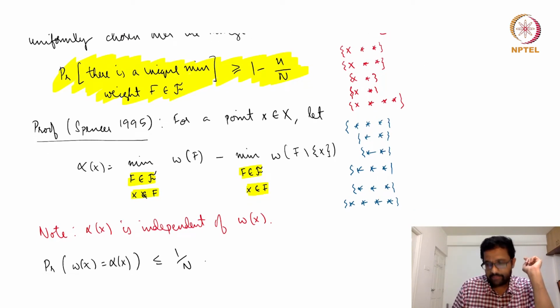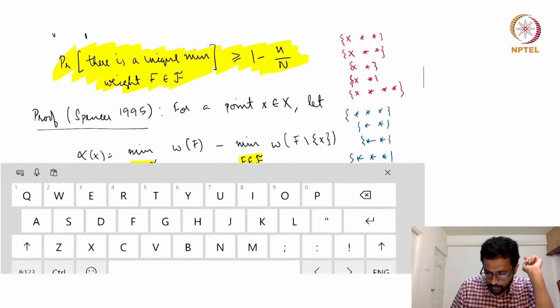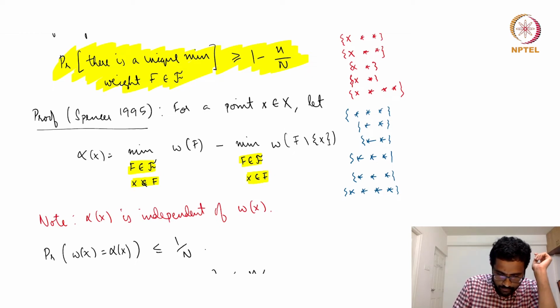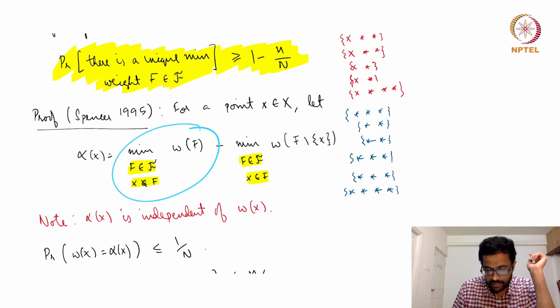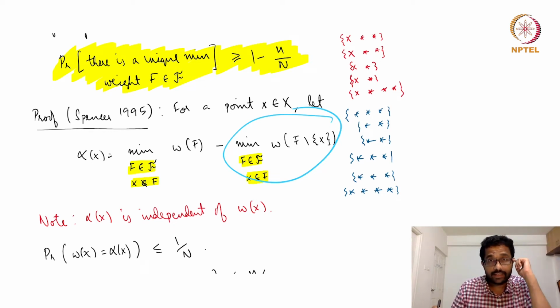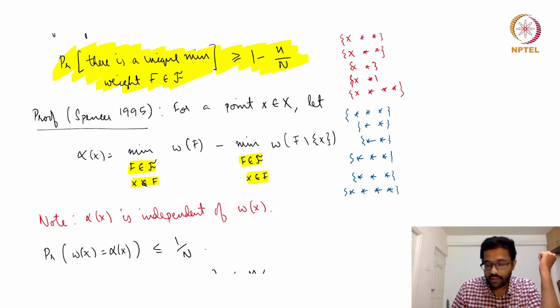And you take the difference. Notice this: the first term, the one I have circled here, does not depend on the weight of x, because all the sets that are considered do not have x. And even the second term does not depend on the weight of x, because we are choosing all the sets with x, but we compute the weight after having removed x. So even the second term is independent of the weight of x.